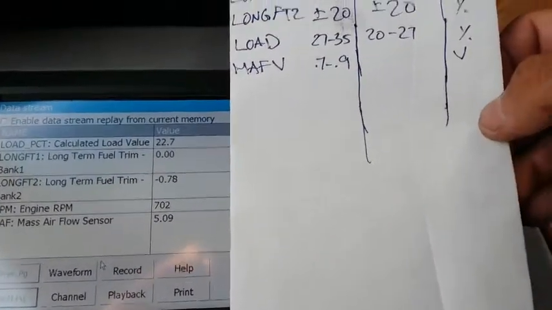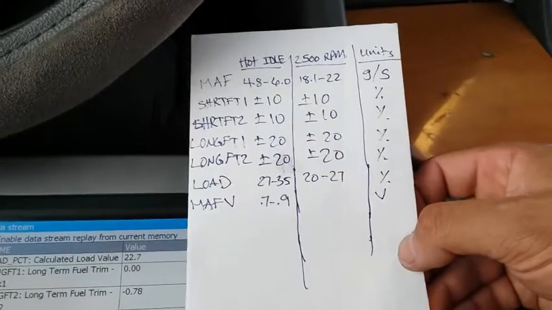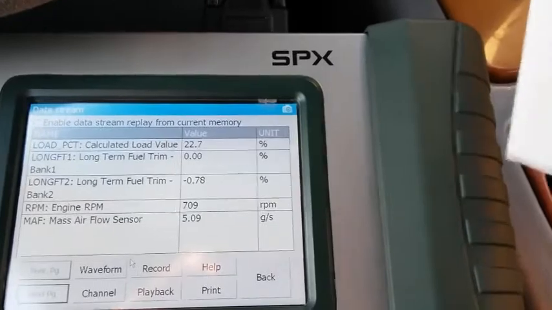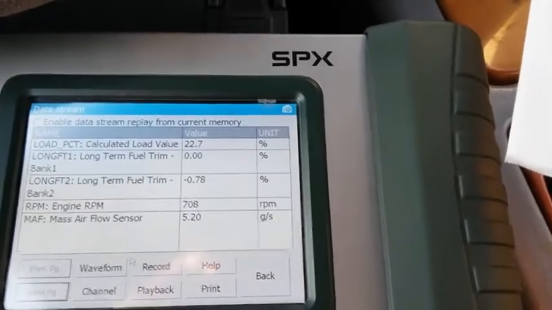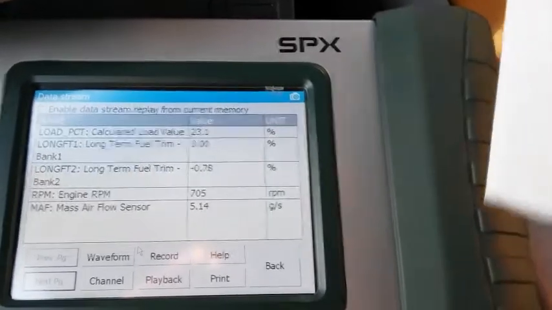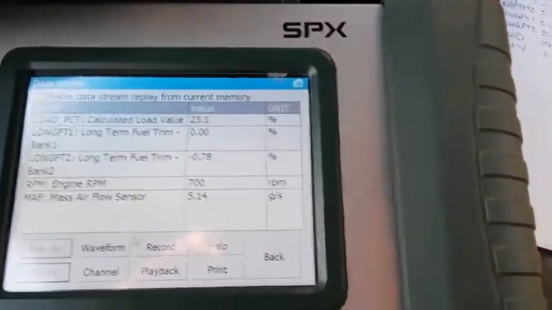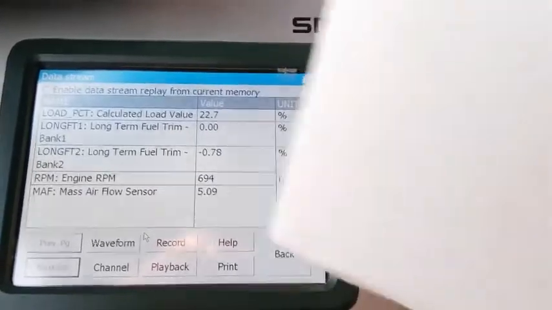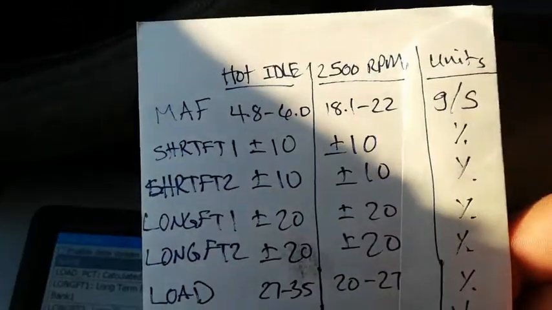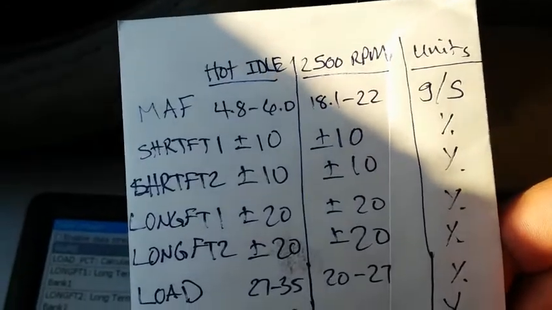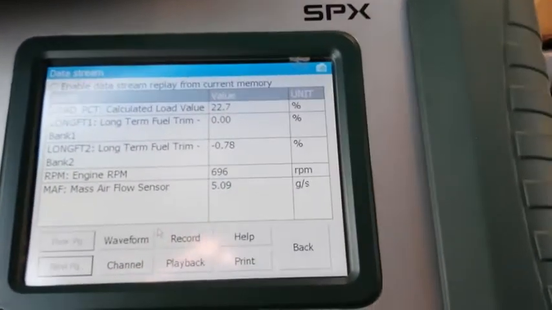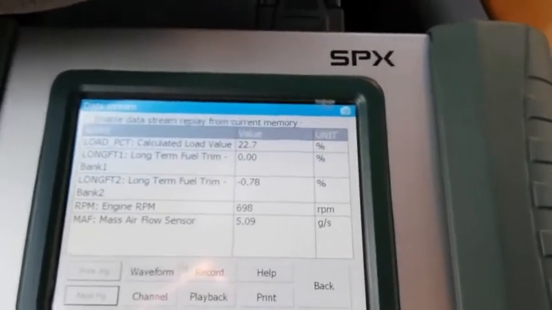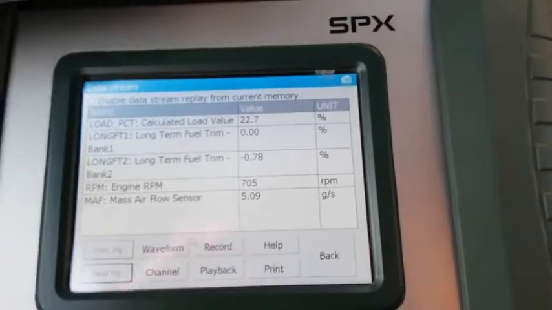Long-term fuel trims at idle should be between plus or minus 20%, which they are. RPMs are also within specs, I believe between 700 and 800. And finally, our mass airflow sensor, grams per second, currently it's 5.14. Our specs during hot idle should be between 4.8 and 6.0. It's at 5.09, which is good. But where I actually felt the hesitation was during an engine load, at a higher RPM.